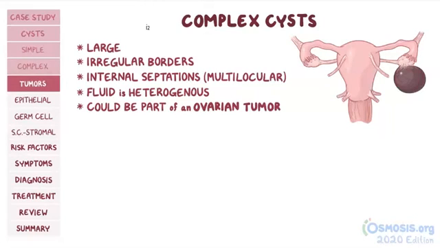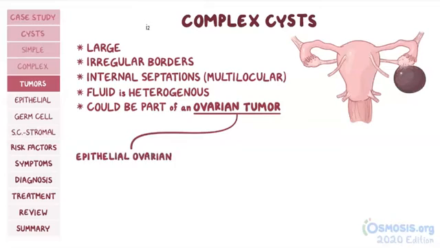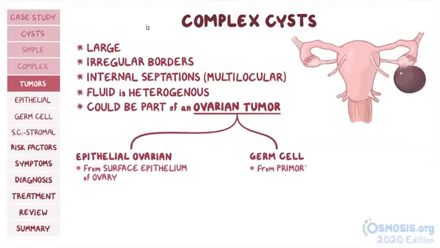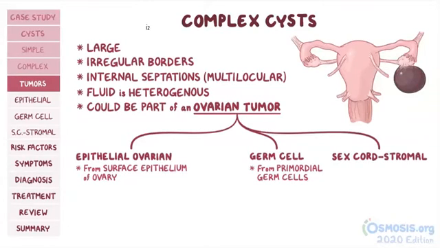Speaking of ovarian tumors, they can be divided into three categories: epithelial ovarian tumors, which derive from the surface epithelium of the ovary; germ cell tumors, which derive from primordial germ cells, which are the cells that give rise to all other tissues and organs; and sex cord stromal tumors, which derive from sex cord stromal cells that originate from the connective tissue of the ovary.